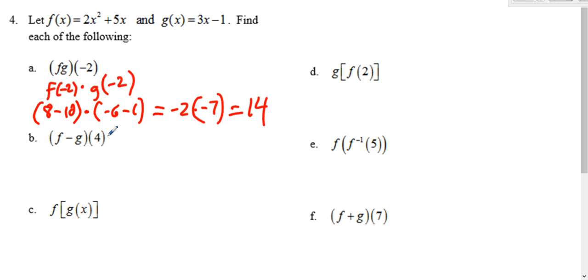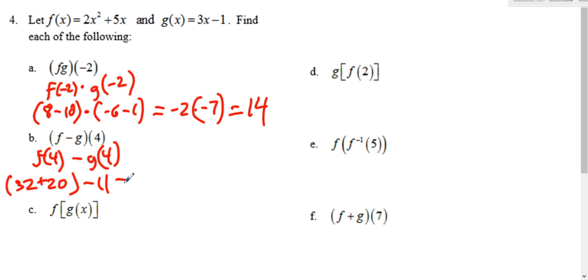F minus g of 4, you can plug 4 into f, plug 4 into g, and then subtract your answers. So plug 4 into f. 16 times 2 is 32, plus 5 times 4 is 20, minus plug 4 into g, 12 minus 1 is 11. So that's 52 minus 11 is 41.